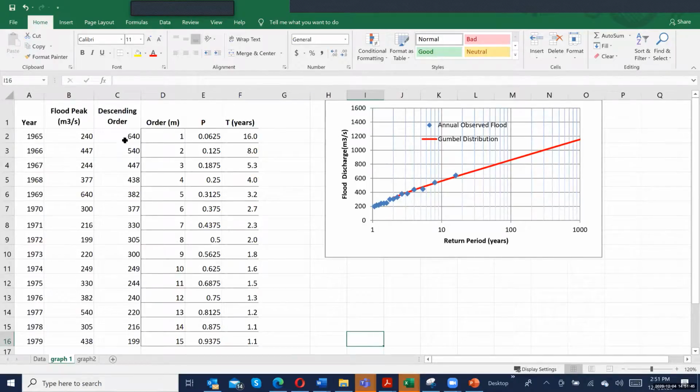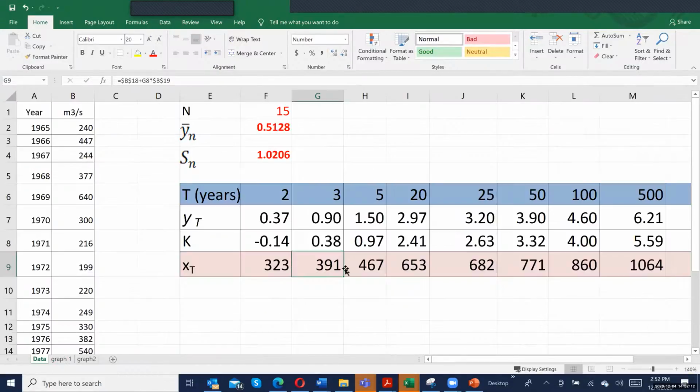You get the descending order. You get the order by the rank here, and the probability is based on 1 divided by 15 plus 1, divided by 16, is this one. So the first data is 16 years, the second rank is 8 years. This blue one is the observed, and this red one is based on this Gumbel frequency curve.